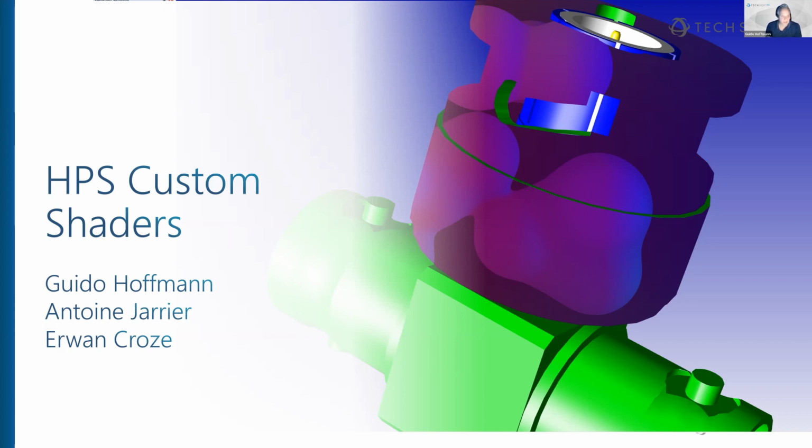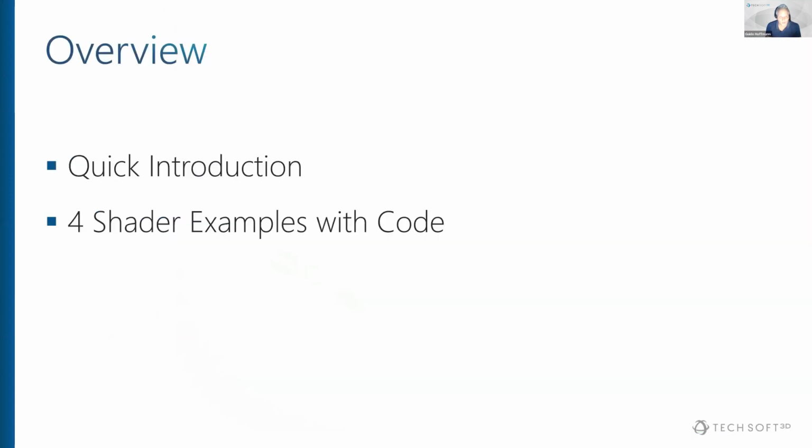So let's get into it. Quick overview: I'm not going to have too many slides. It's going to be mostly practical stuff, but I'm going to give a quick introduction to the shader functionality in Visualize. Then I'm going to run through 4 different examples and show a little bit of code and demo in the MFC sandbox.